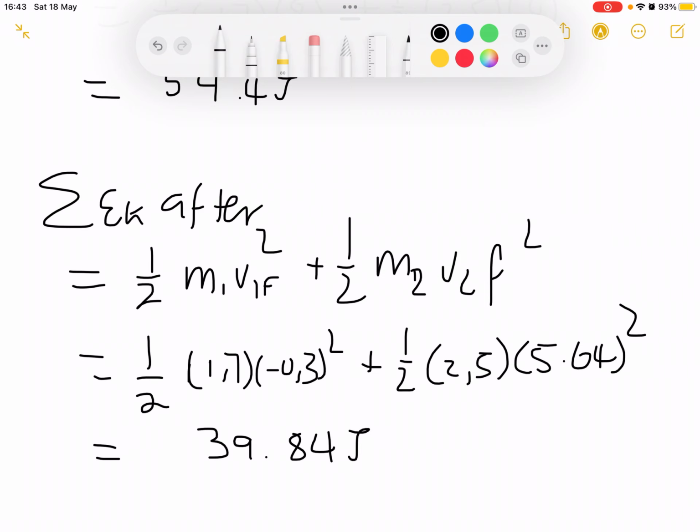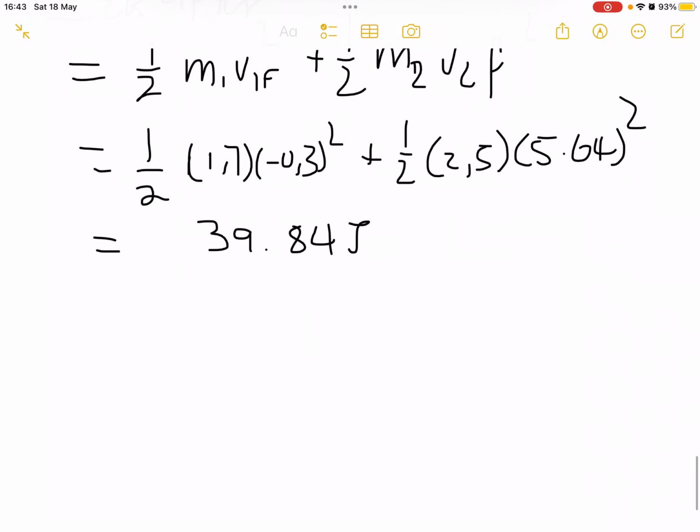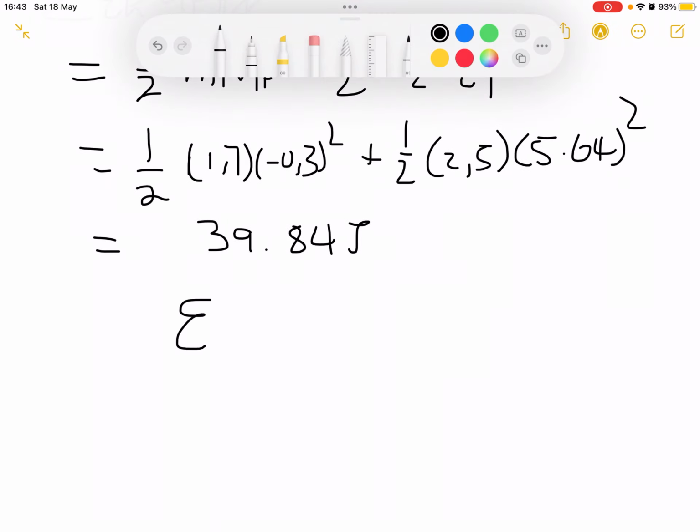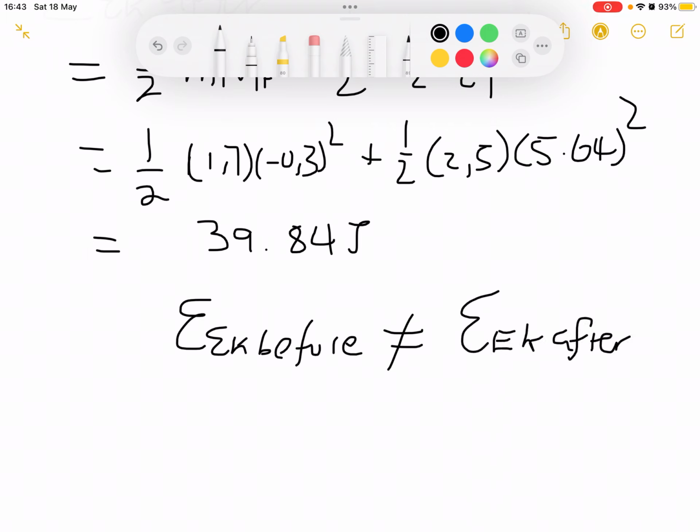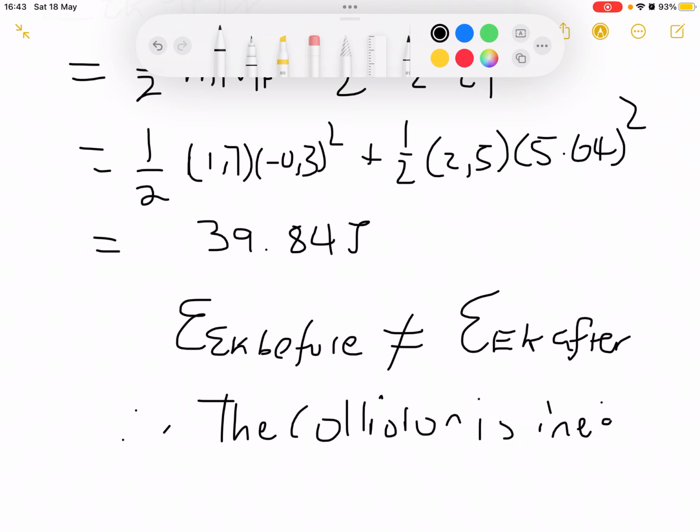And then we get a sum of 39.84 joules. Then we now make the comparison, and we find that the sum of EK before is not equal to the sum of EK after, and therefore the conclusion is that the collision is inelastic. So it means some of the energy got lost in making sound and heat and the impact of the crash or the collision.